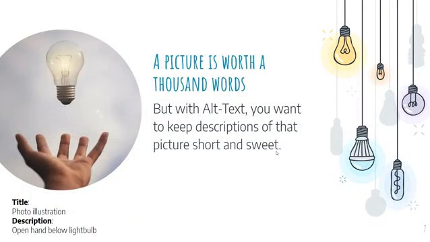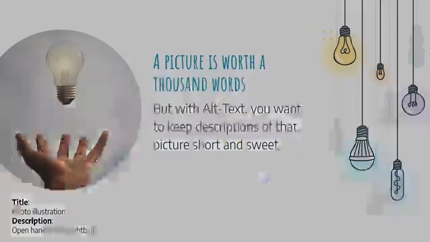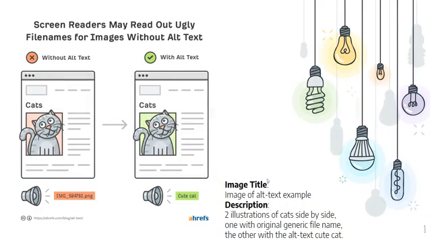When using alt text, you want to keep your titles and descriptions as concise as possible. On this slide, the image has a simple title of photo illustration, and the description is an open hand below a light bulb. This image is a bit more complex, so it requires a bit more text. Here, the title is an image of an alt text example, and the description is two illustrations of cats side by side, one with original generic file name, the other with the alt text cute cat.